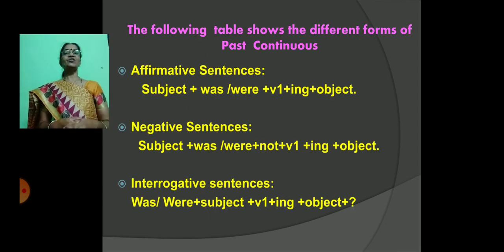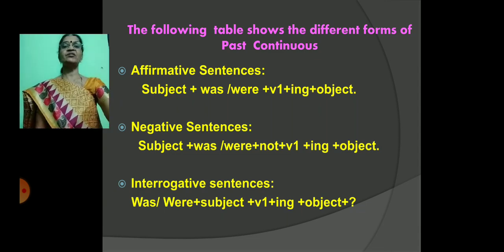Now let's go for the next tense, that is past continuous. The form for past continuous in affirmative sentences is subject plus was or were plus verb plus ing plus object. For negative sentences it is subject plus was or were not plus verb in ing plus object. And for interrogative sentences we have was or were plus subject plus verb in ing plus object.